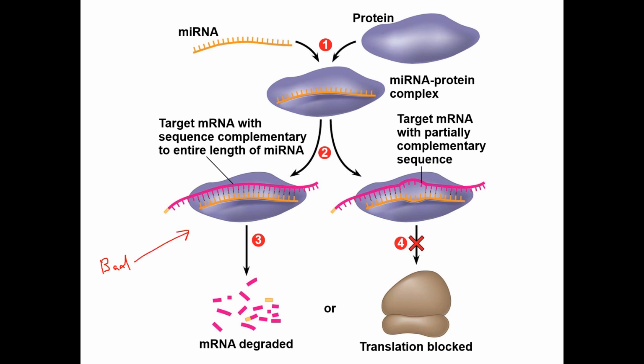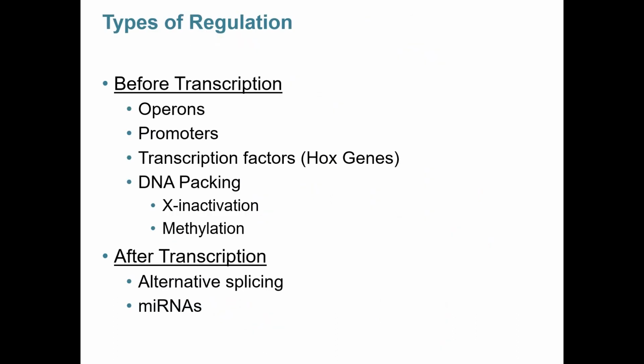So today we've talked about a lot of different ways that genes can be regulated. Before transcription, they can be controlled by operons in prokaryotes, which will determine whether or not sets of genes can be expressed based on environmental factors. Promoters determine basically where a gene should be expressed.